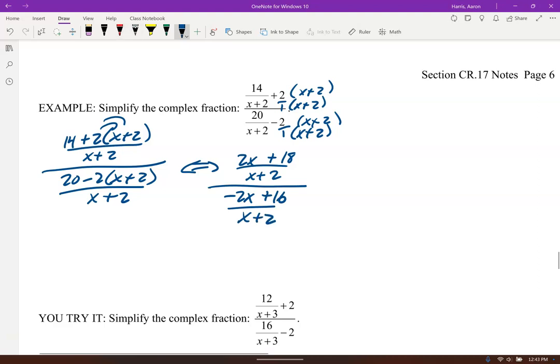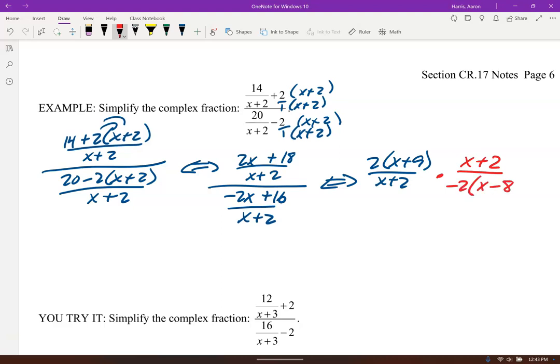Now we'll multiply by the reciprocal. And I should factor this 2x plus 18. And then we're being multiplied by x plus 2. And I'm going to factor negative 2 out of that x plus 16. So I have x minus 8 there. And notice my x plus 2's cancel.